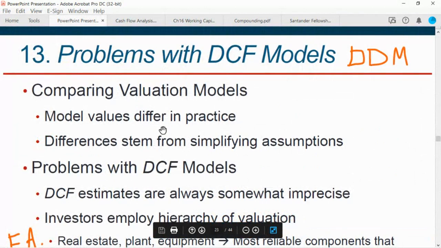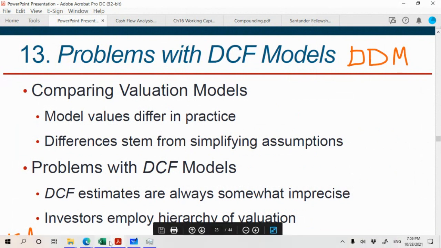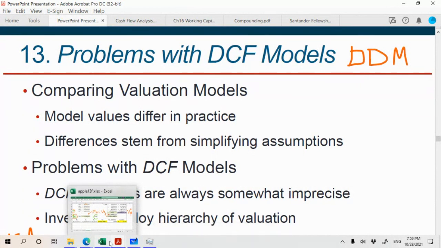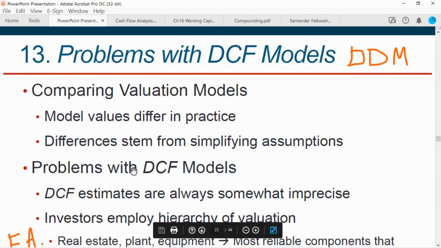Model values differ in practice because it all depends on what kind of discount rate you use and what kind of forecast you use, right? Even the growth rate forecast may vary, and we use too many simplifying assumptions. So depending on the varying degrees of simplifying assumptions, we can have different results.